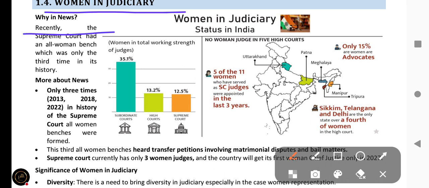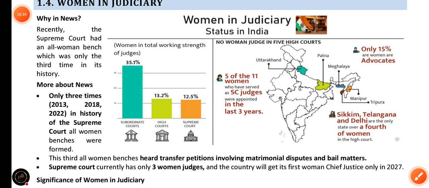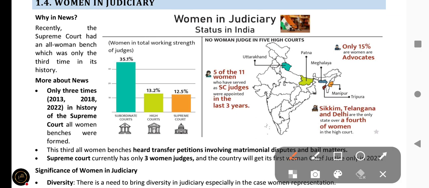Recently, the Supreme Court had an all-women bench, which was only the third time in its history. In 2013, 2018 and 2022, in the history of the Supreme Court, all-women benches were formed. That is, three benches which were headed by all women members during the judgment of the Supreme Court.